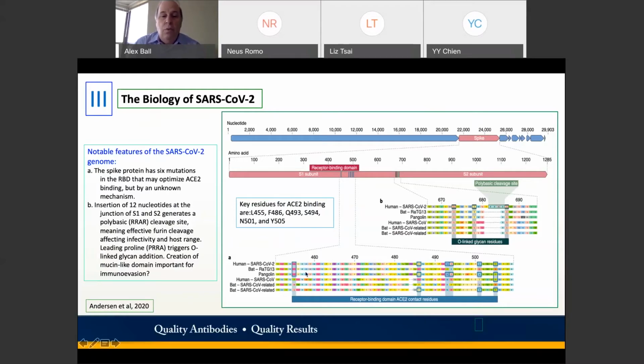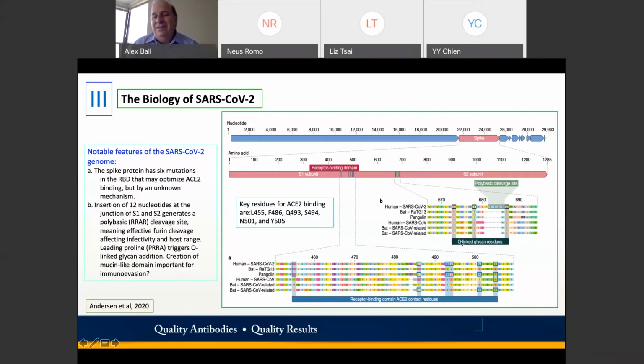Whereas only one of those is found in the bat coronavirus, and actually only one of them is found in SARS. So again, this receptor binding motif within the receptor binding domain is probably circulating in various pangolin coronaviruses also. So in other words, there's been an optimization in the SARS-CoV-2 receptor binding motif for ACE2 binding.